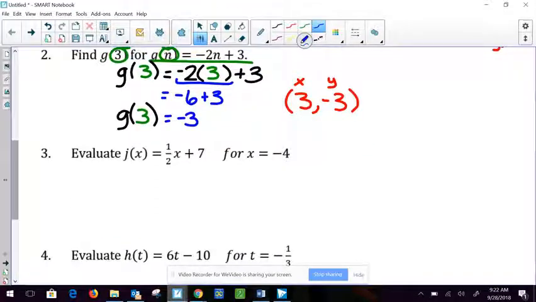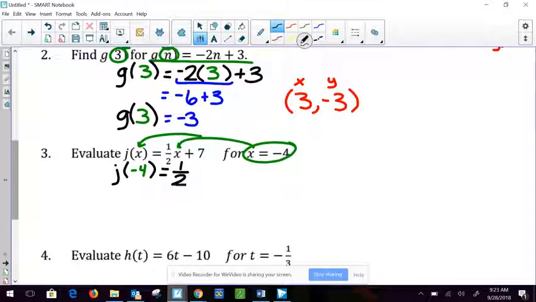Looking at number 3, I have j of x is equal to 1/2 x plus 7, and it tells me x is equal to -4. So it's telling me what x is. I'm going to find where x is in my equation, and I'm going to put that -4 in its place. Be careful with your signs. So instead of saying j of x, I'm going to say j of, you guessed it, -4, because that's what x is equal to 1/2 times, instead of timesing x, it's going to be times -4, and I still have plus 7.